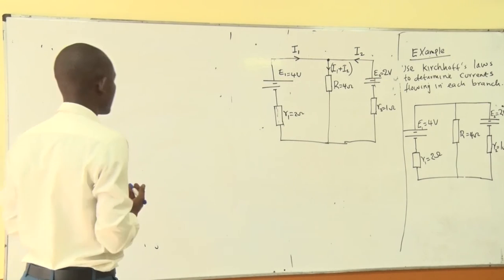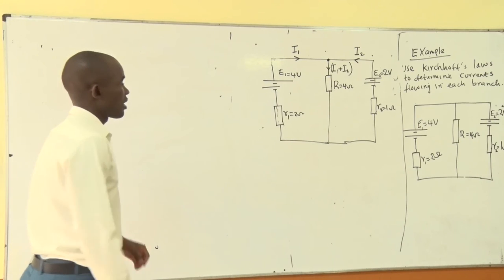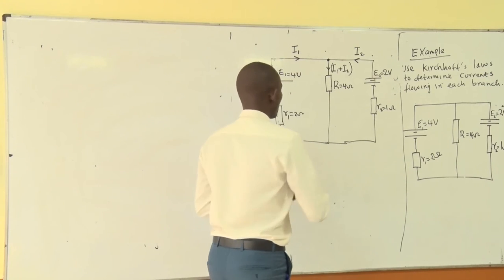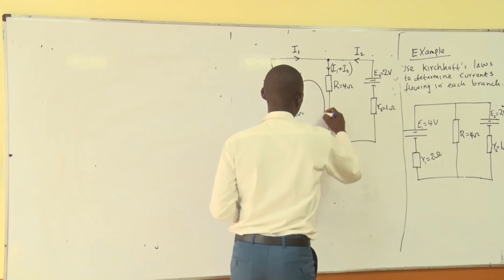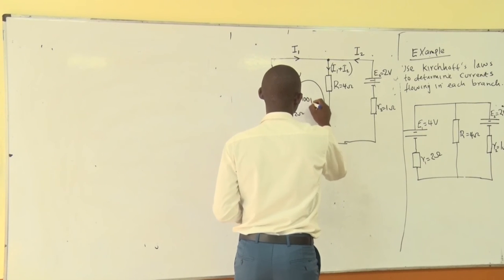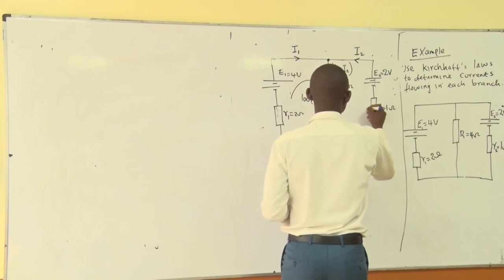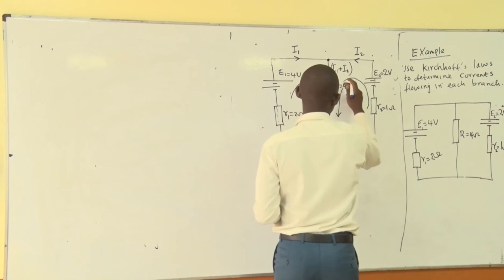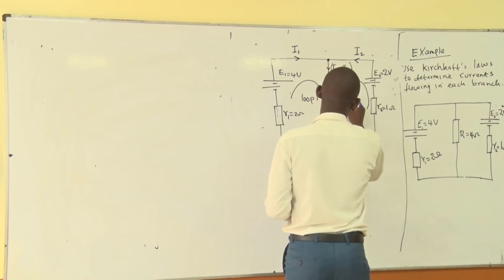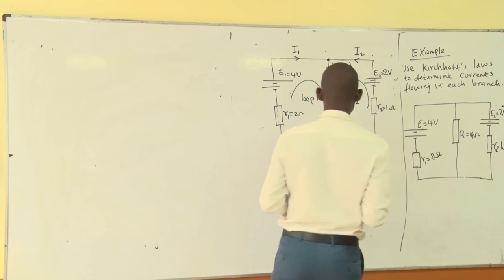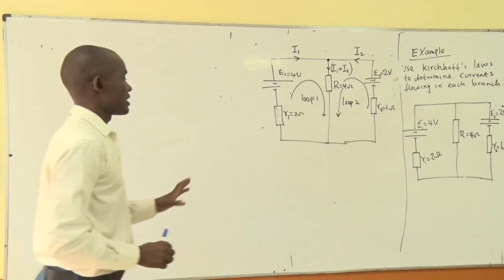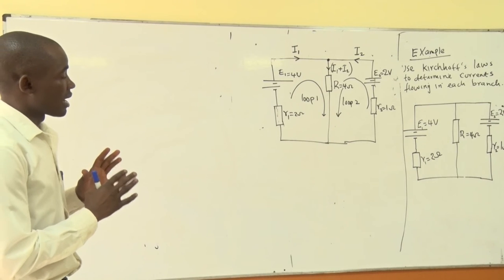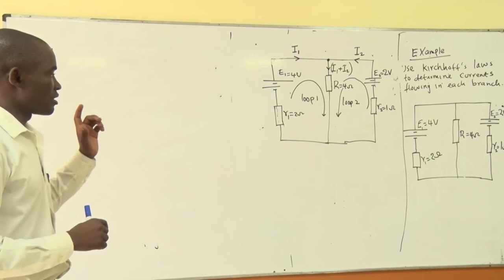After we have done that, we will now be able to generate two loops. We have two branches here. We have this one, we can call this one loop 1. That is our loop 1. We can also say this is our loop 2. After you have done that analysis, we want now to look at each loop independently.